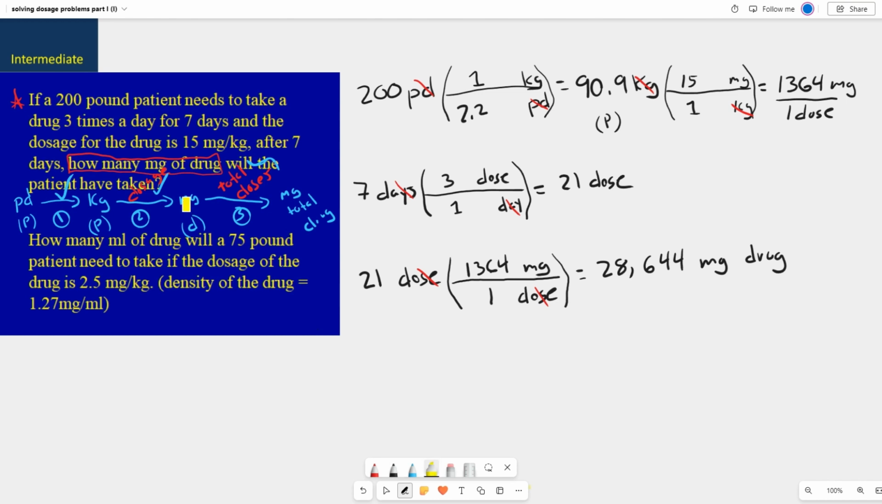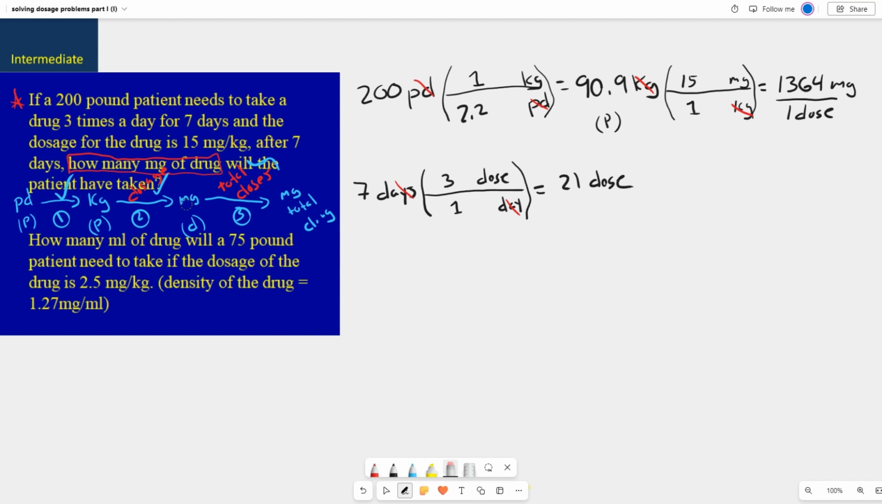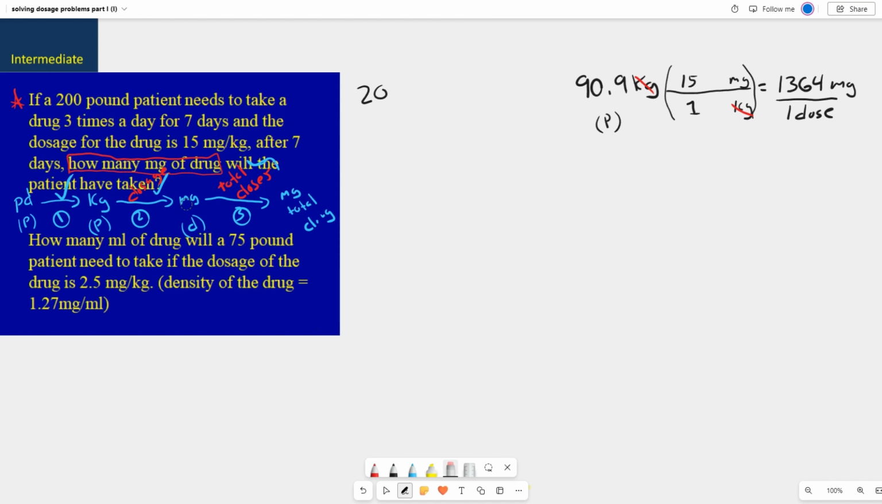So 28,644 milligrams is how much drug our patient will take at the end of 7 days if he takes the drug 3 times a day, and the drug has a dosage of 15 milligrams per kilogram, and he weighs 200 pounds. Okay, so that's the first problem, and you can see how that's a little bit more advanced because it brings in taking multiple doses of a drug to figure out the total amount of medication that the patient takes.